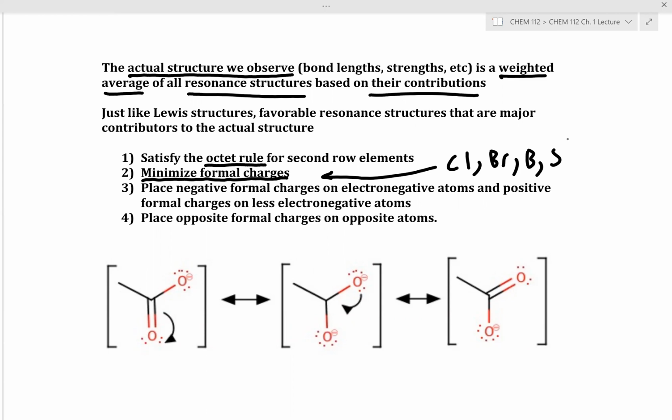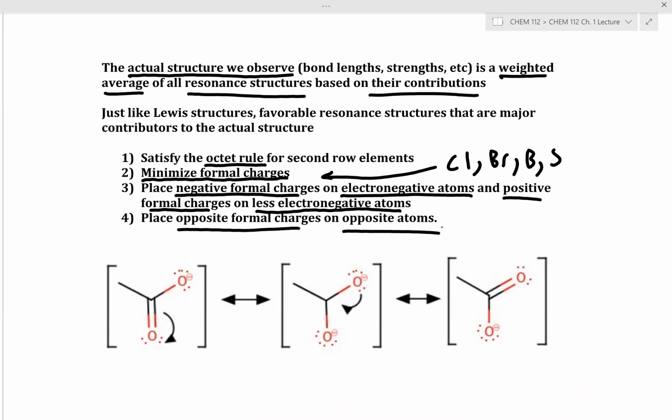Now, in general, you want to place negative formal charges on the electronegative atoms and positive formal charges on less electronegative atoms. You can also call these electropositive atoms. Finally, you in general want to place opposite formal charges on atoms that are adjacent to one another.